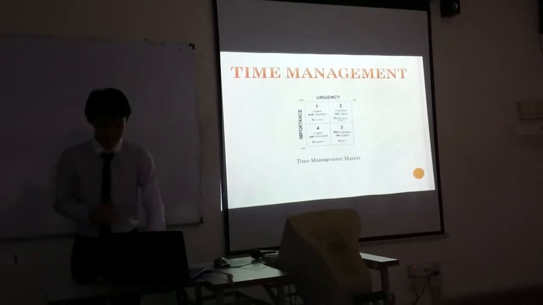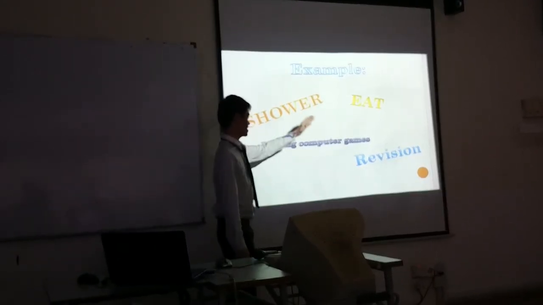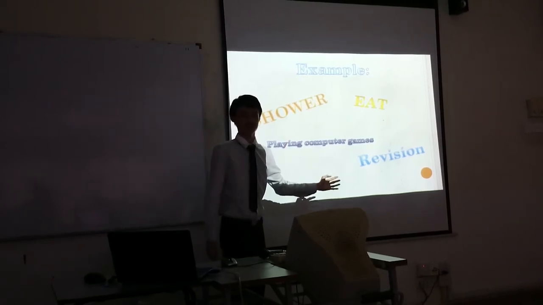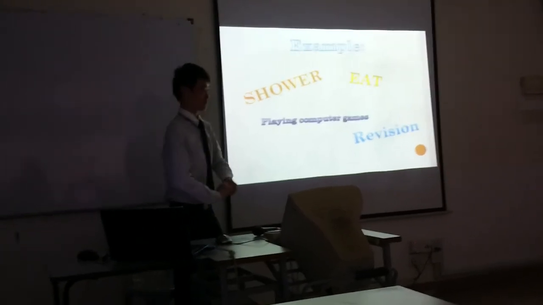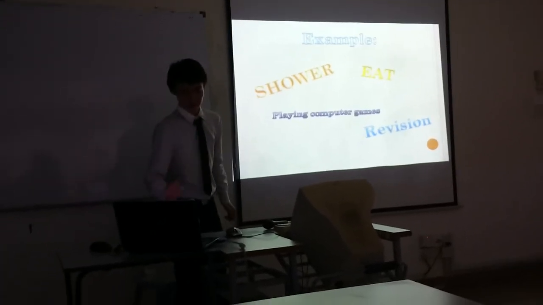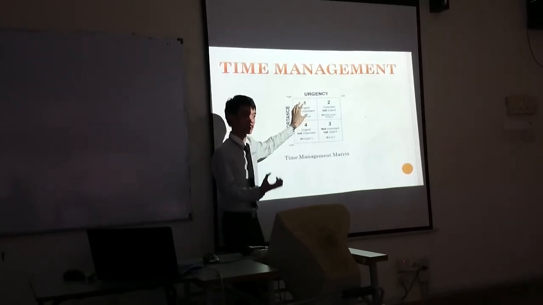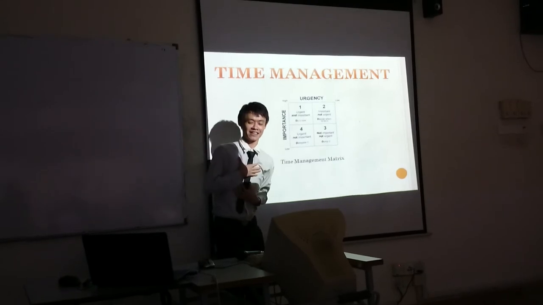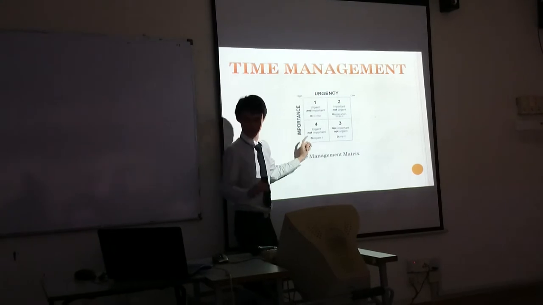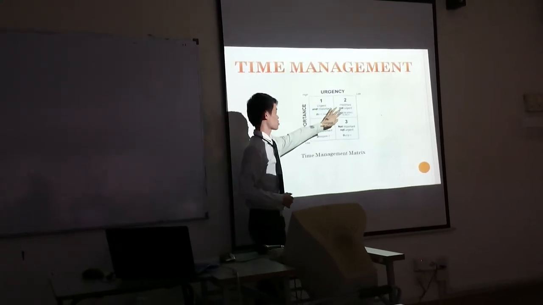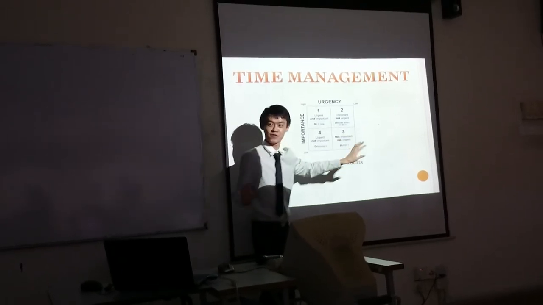Let's take a very simple example for myself. After I go back home from my school, I want to take a shower, eat, play computer games, and do revisions. So which one should I put in my priority? Playing computer games. Shower. So for me, I will put eat in the first quadrant because it is very important and very urgent. I am very hungry. I will put either studies, doing revision, or shower in the second or fourth quadrant. And I will only play my computer games if I have free time.